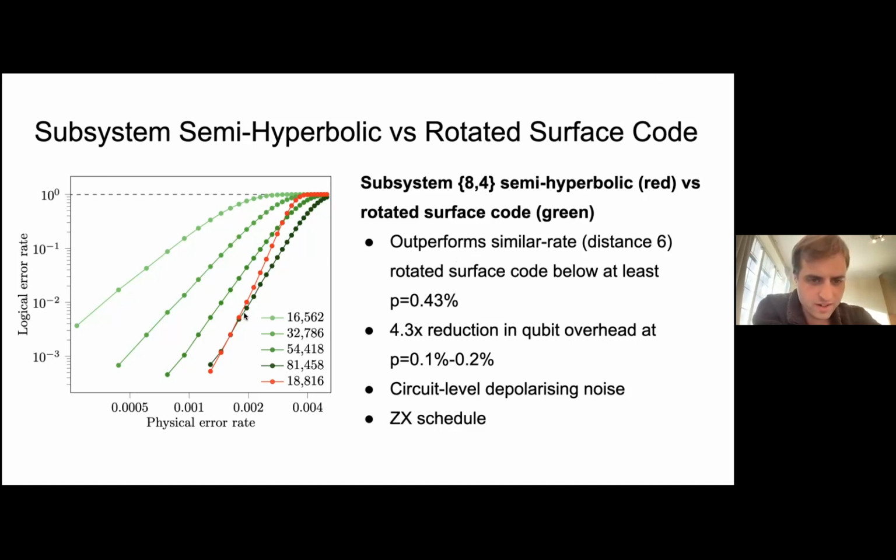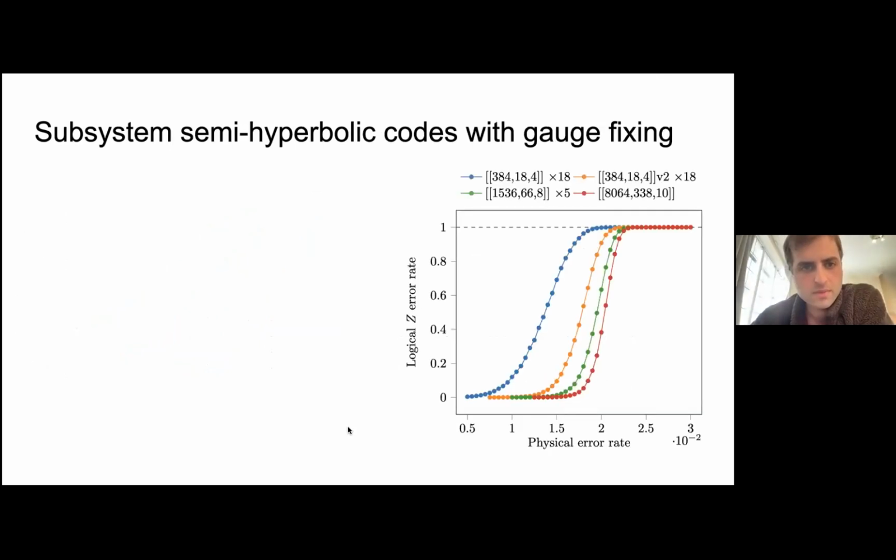And also importantly, you can see the gradient of the lines is essentially parallel. So you'd expect the same overhead reduction for lower target logical error rates.